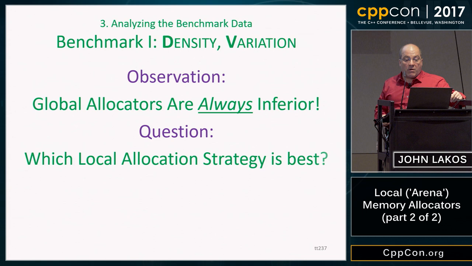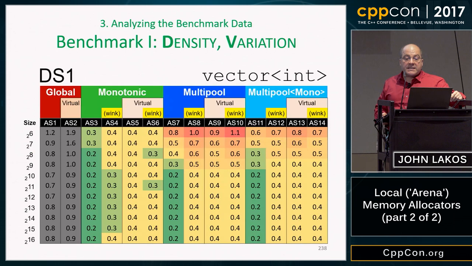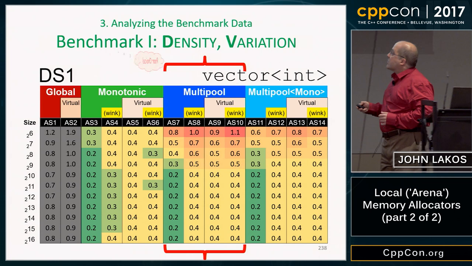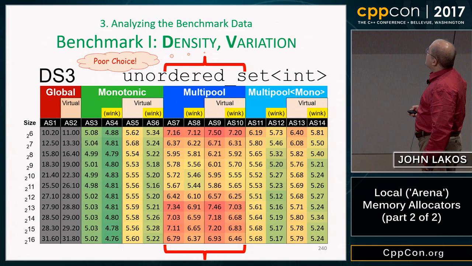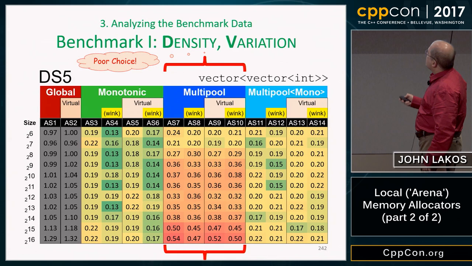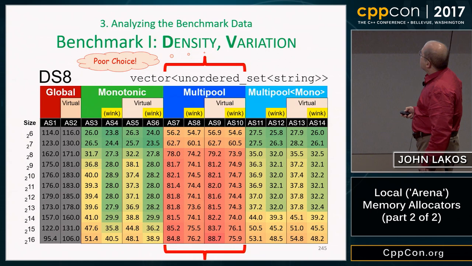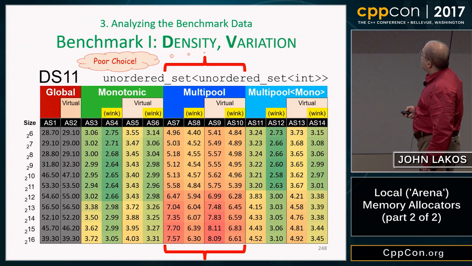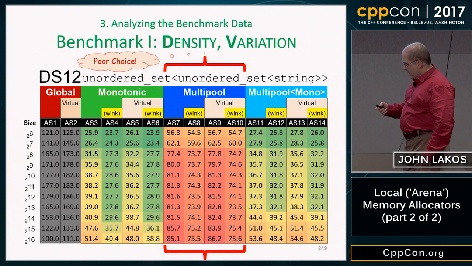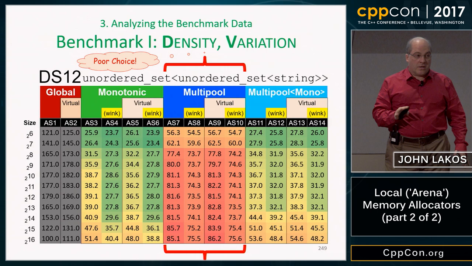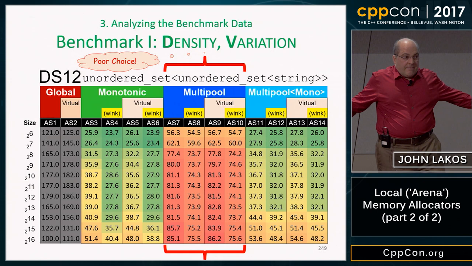All right, so observation: global allocators are always inferior. Question: what local allocator strategy is best? The plan is, let's look again, but gray out the global allocator so we can get some more texture. I'm just going to go through this because you'll see this is not a good choice. This is D2, D3, D4, and then D5, D6, D7, D8, D9, D10, D11, and D12. Sorry. The point is, you can go back and look at it on the video. I just wanted to get it all there for people to see. But the bottom line is, use the monotonic allocator and call it a day for these kinds of things, period.